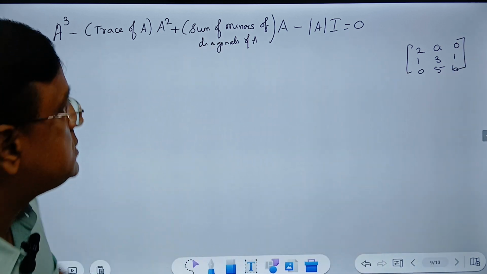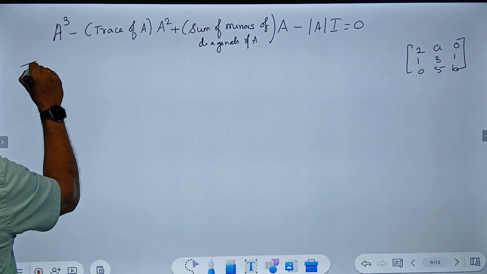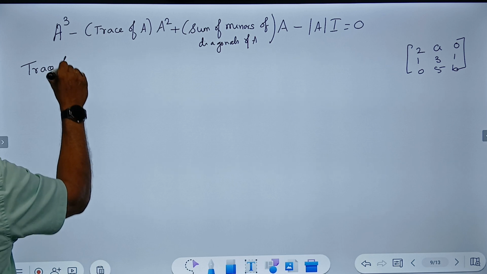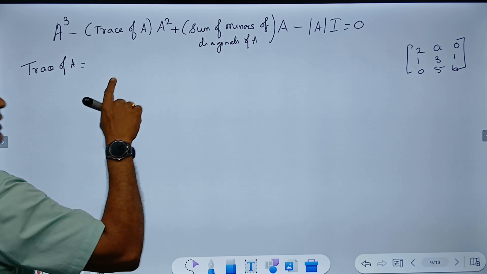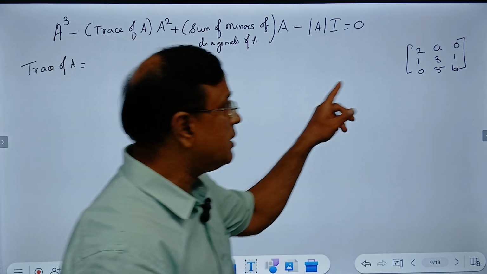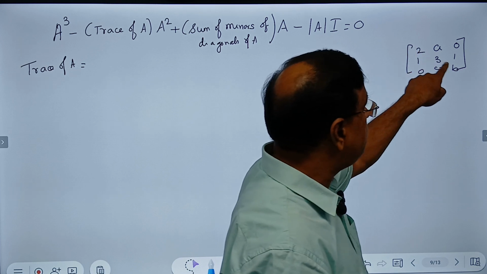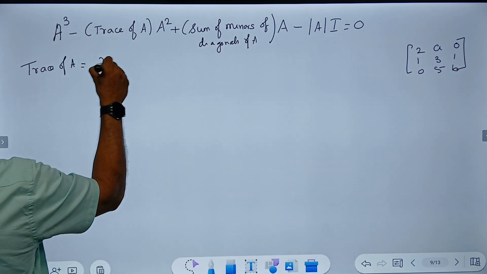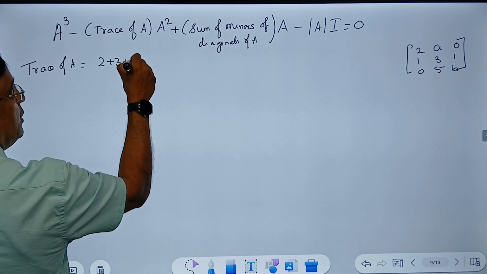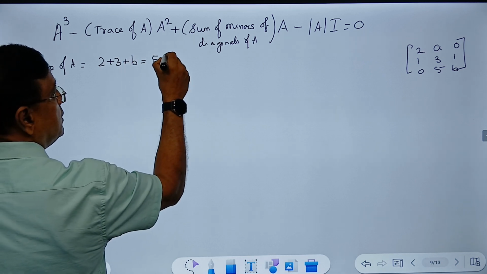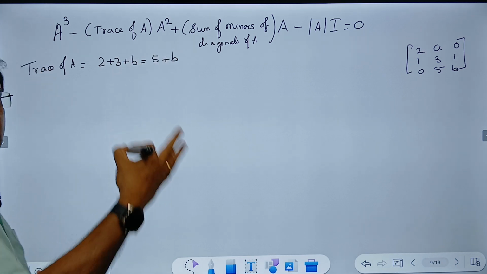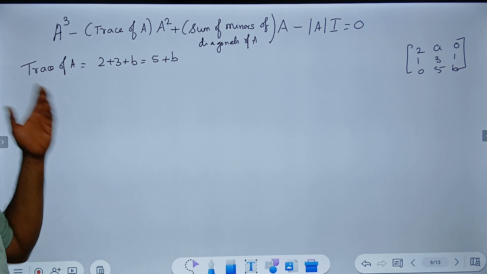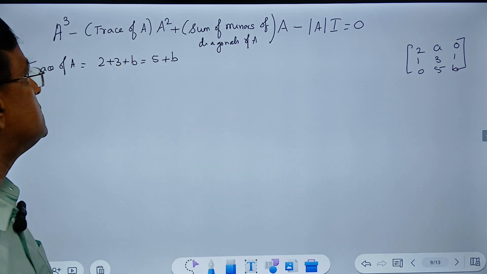Now, what is trace of A? The definition of trace of A is the sum of the diagonal elements. What are the diagonal elements? 2, 3 and b. So the sum of the diagonal elements will be 2 plus 3 plus b, which is nothing but 5 plus b. So this is very familiar. Trace of A is very, very important. You add all the diagonal elements.